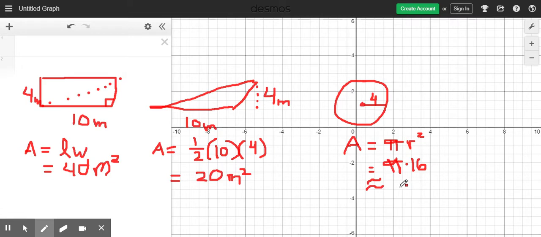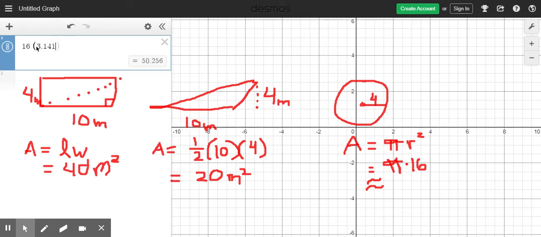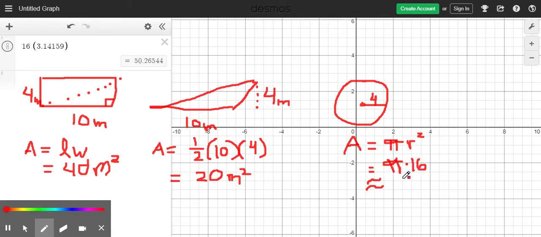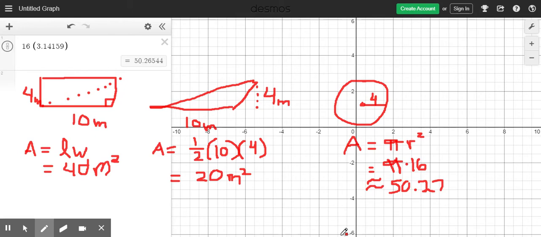Okay, so if we take 16 times pi in Desmos, we'll have 16 times pi. And we'll just put in 3.14159 as an approximation, or you can use the pi key. So we get 50.2, and then this 5 tells the 6 to round up to 7. So we should be getting approximately 50.27.